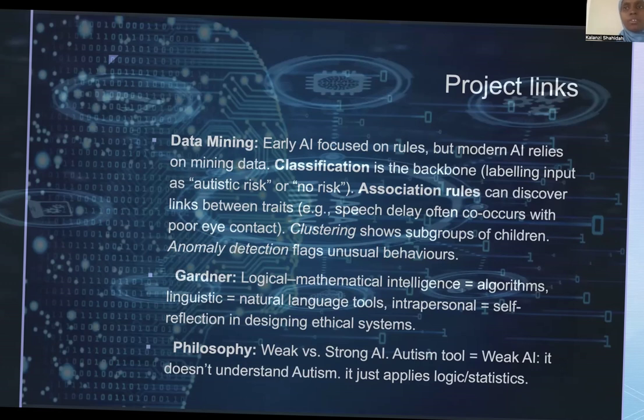Then philosophy, we talk about weak AI and strong AI. Weak AI is basically acting like a human. It's basically just on information. But strong AI is going to be like a human being, it can do things like a human being can. Weak AI is going to just try to mimic human nature. That is why I say that our autism screening tool is a weak AI, because it does not understand autism. It rather applies logic and statistics.